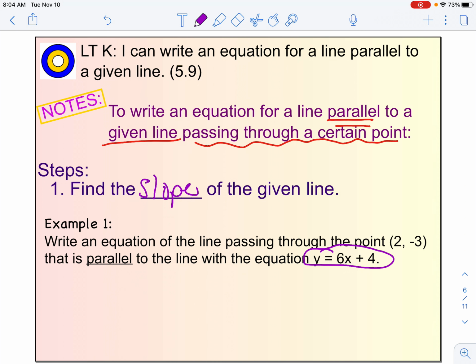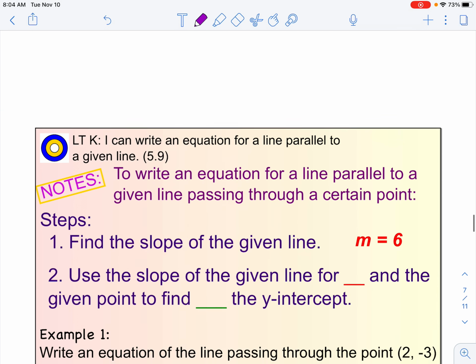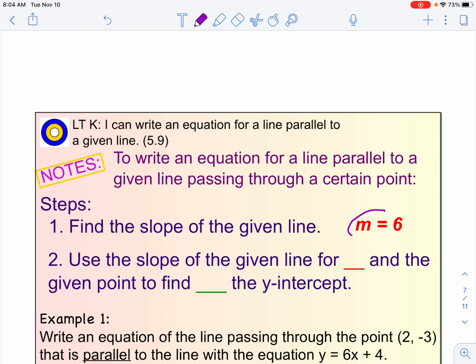Here's our example we're going to work through as we do these notes. So y equals 6x plus 4. Our slope right here is 6. So m is equal to 6. Sometimes we have to solve it for y, or we have to think about whether it's horizontal or vertical and what those slopes are.